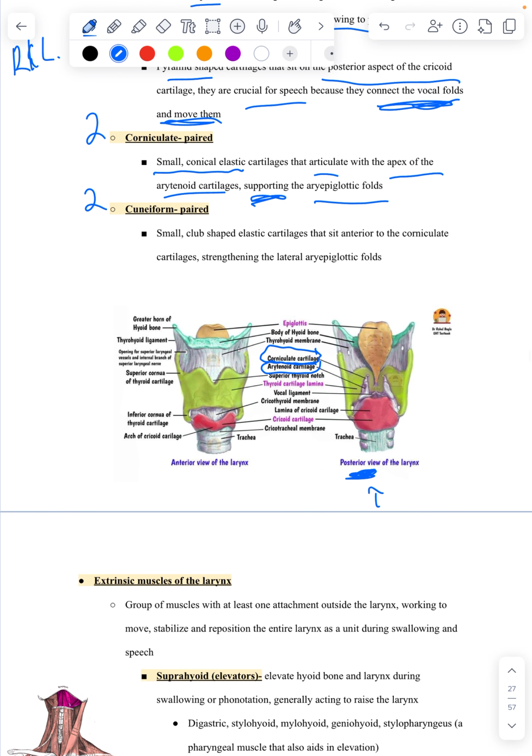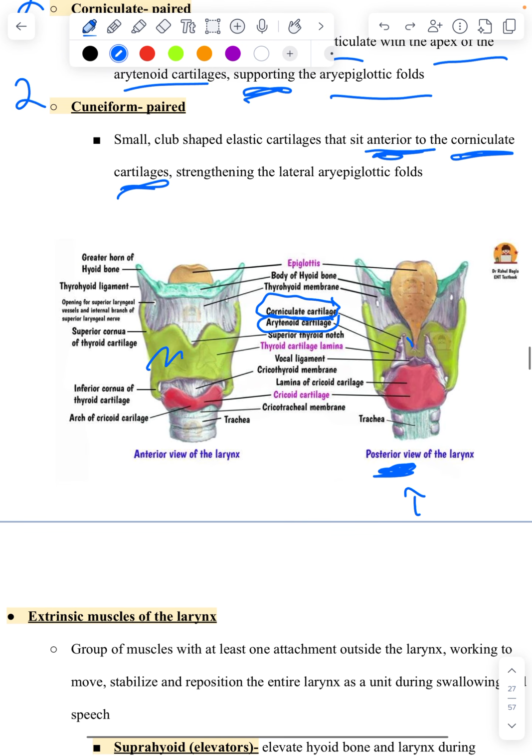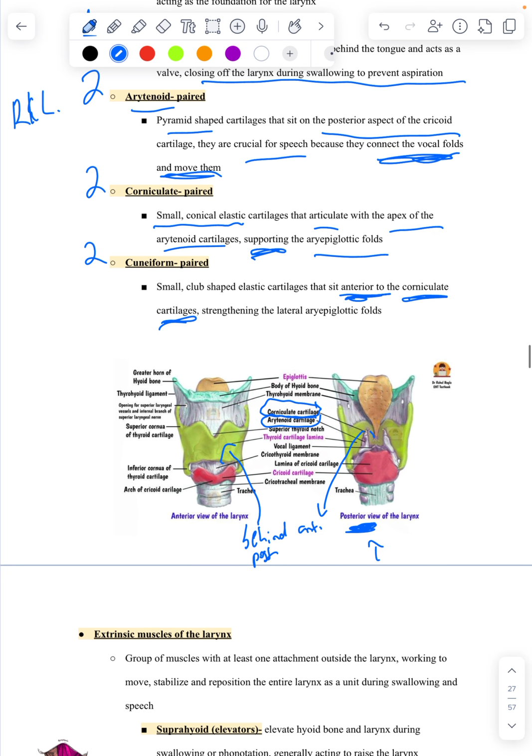And then cuneiform, you can't really see them here because it's anterior to the corniculate cartilages. If you want to see something that's in front of this, you won't be able to see it because from this view, this is blocking it off. So it would be behind this, or posterior, and then in front or anterior to this. We would technically need a lateral view to see that. But this one provides support, this one strengthens the lateral aryepiglottic folds.